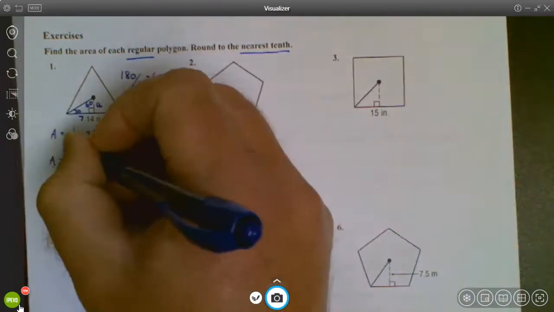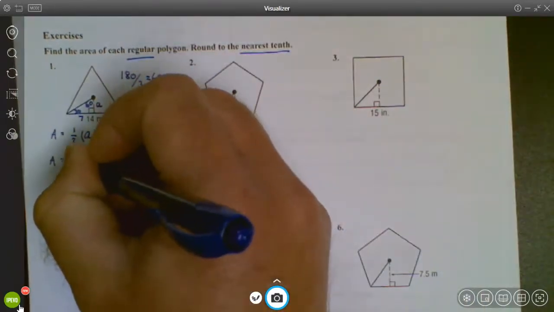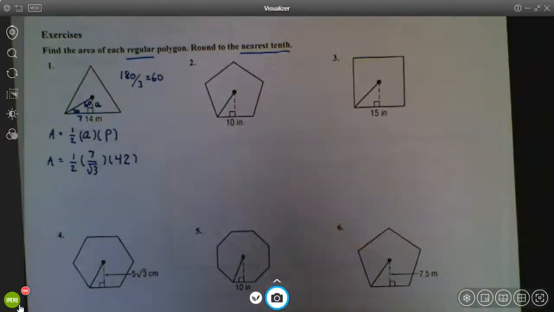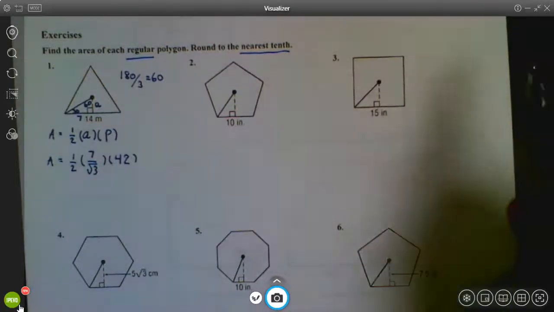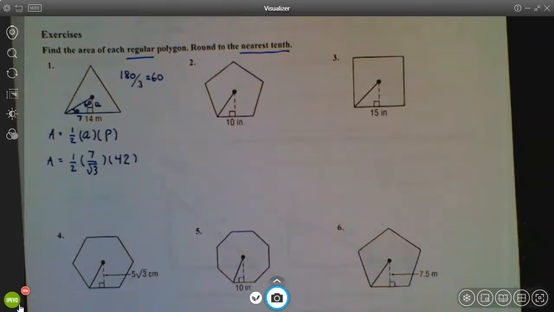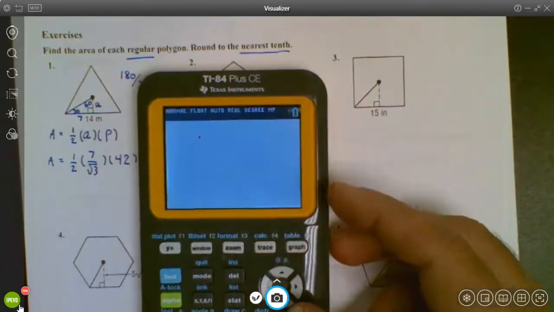I think that would be the easiest way to go. And in this case, it's actually okay to leave the radical on bottom for now because it's all going to go into my calculator anyway, because this one says round to the nearest tenth. So from here we could really just type it in.